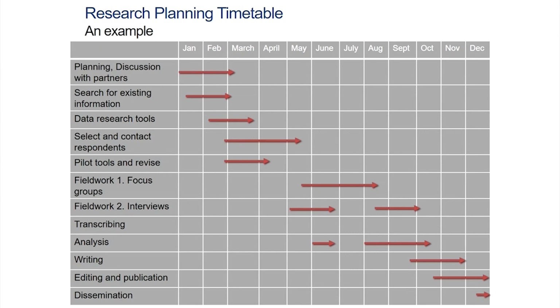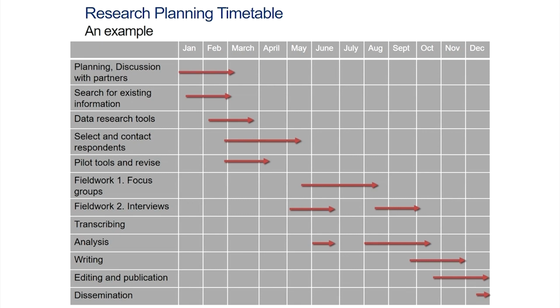So in this example that is showing on your slide, this is a timeline of 12 months. It's an annual plan of a research project that has been taken up. And if you read through the items that are mentioned on this matrix, you will see that all of those stages that we have been covering as part of our research design have been included: planning, discussion with partners, search for existing information, data research tools, selecting and contacting respondents, pilot tools and revise, field work, transcribing, analysis, writing, editing, publication and dissemination.